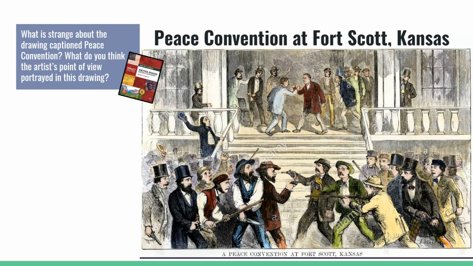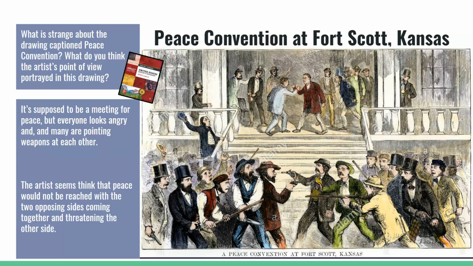So if the title of this is Peace Convention at Fort Scott, Kansas, does it look very peaceful? I think we can all agree it does not. If this is supposed to be a meeting for peace, but everyone looks angry and they're pointing weapons at it, that's definitely making the image look odd. The artist seems to think that peace is not going to be reached with the two opposing sides coming together and threatening the other side.